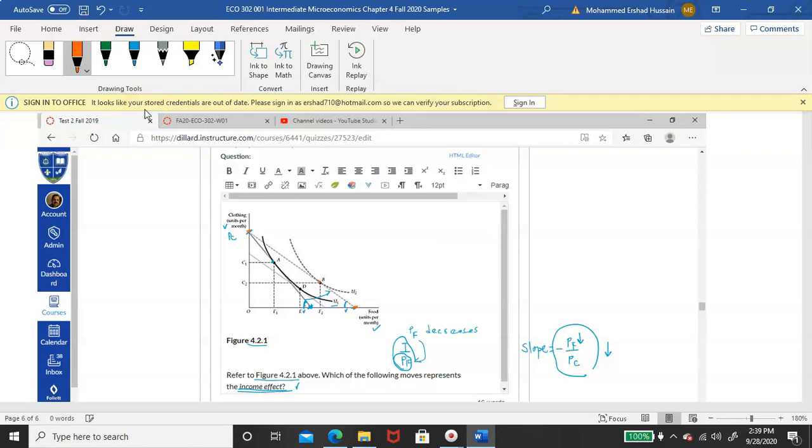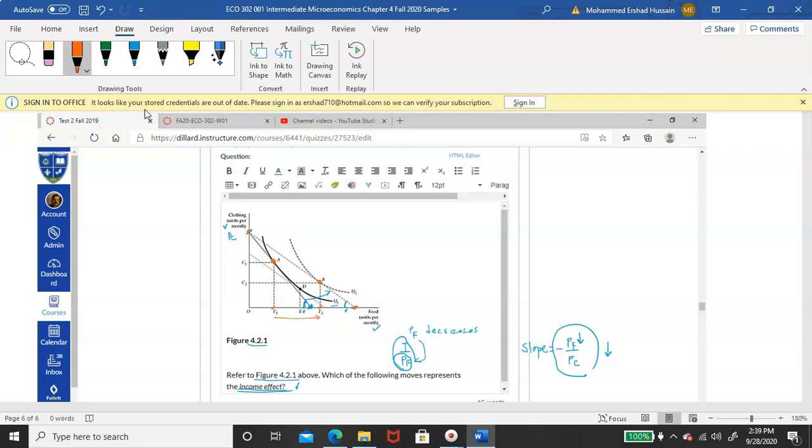And this B is the new consumption point. They are consuming F2 amount of food. They used to consume F1, but now they are consuming F2. All of that is the increase in consumption of food, right? As they go from A to B.